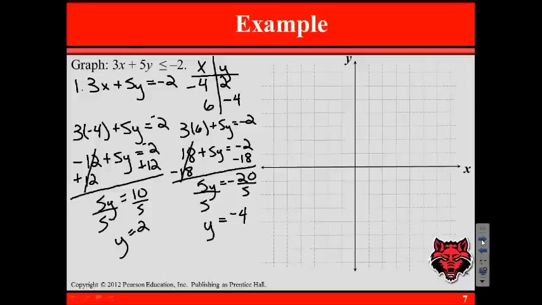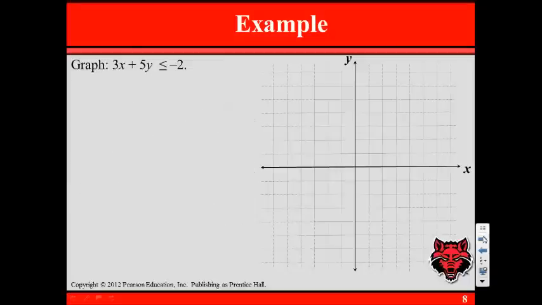So let's go to the next slide. Rewrite these two ordered pairs we found: (-4, 2) and (6, -4). We'll start by plotting these 2 points and then deciding what type of boundary line we will have.